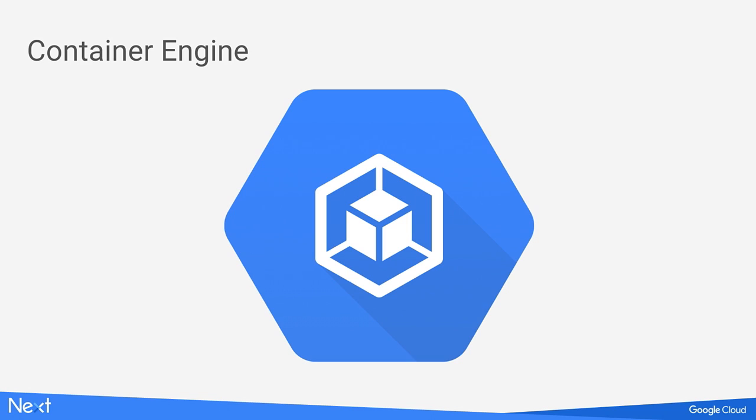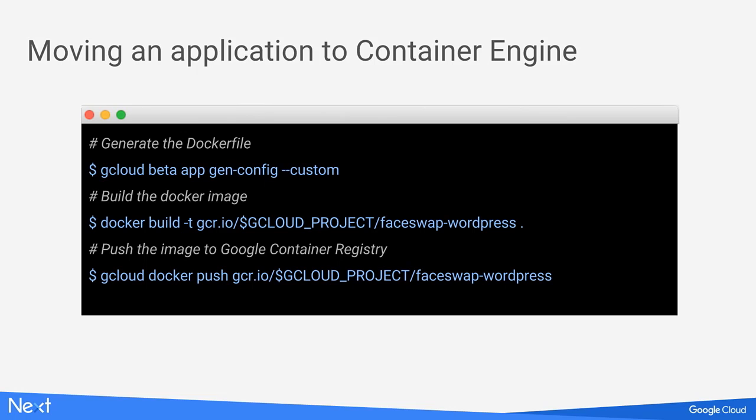Okay, so we're going to talk about Container Engine now. So moving an application to Container Engine, now that you've done all these other things, is hilariously easy. I mean, there's not even really a step. You could literally take the image that App Engine uses and deploy it to Container Engine, and you're ready to go. So, it's really simple.